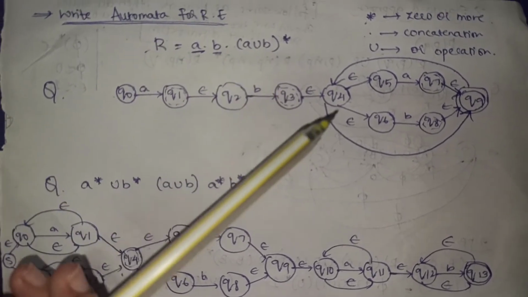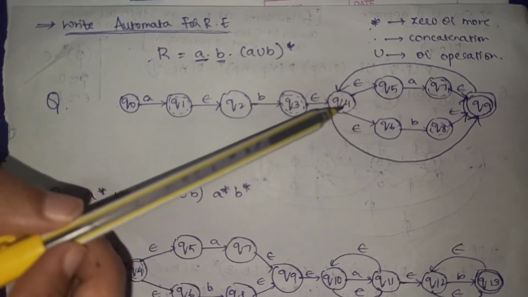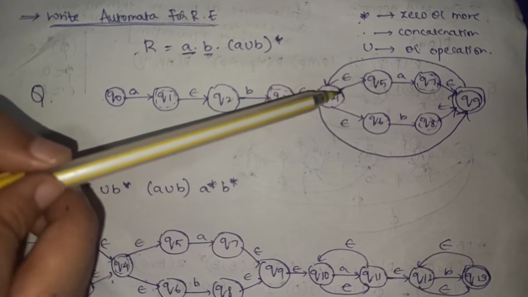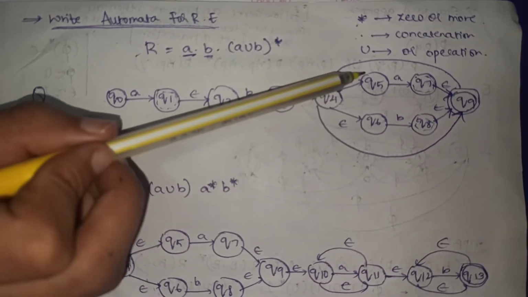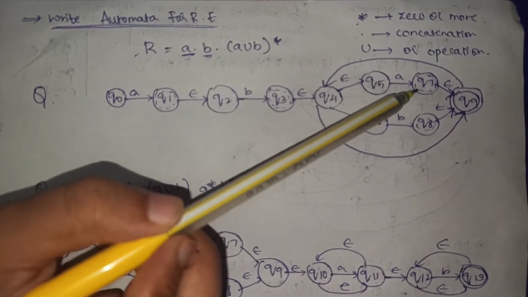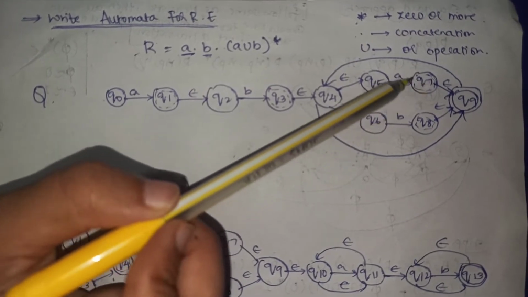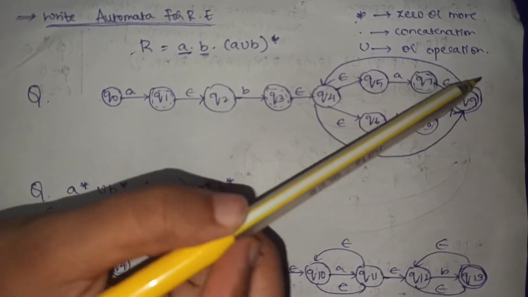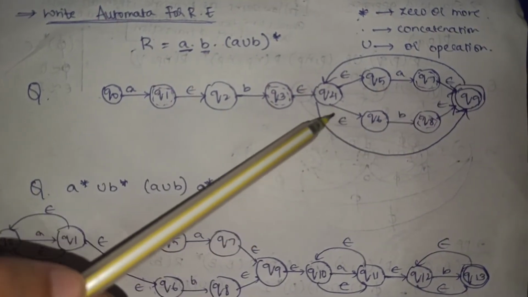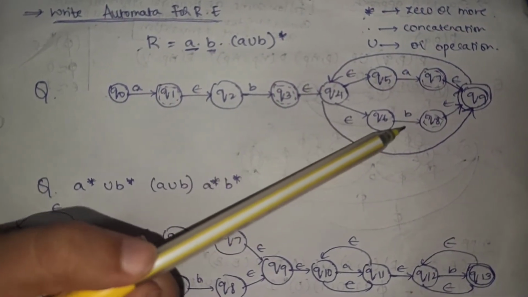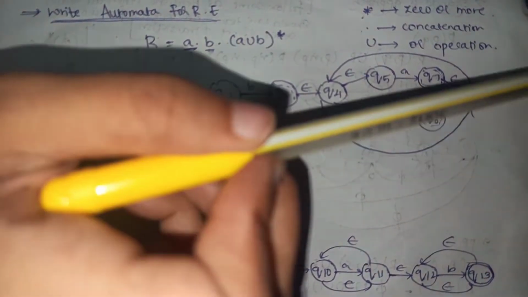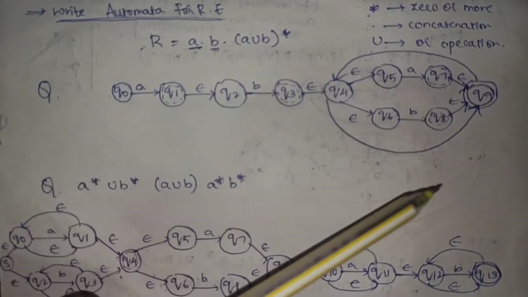A union b simply means a or b. For that, you have two ways, given by one epsilon here and one epsilon here. One epsilon will take you to a, and you have an intermediate final state, and then you have an epsilon to the final state. Then again the epsilon transition will take you to b, and you have an intermediate final state, then you have an epsilon that will take you to the final state.